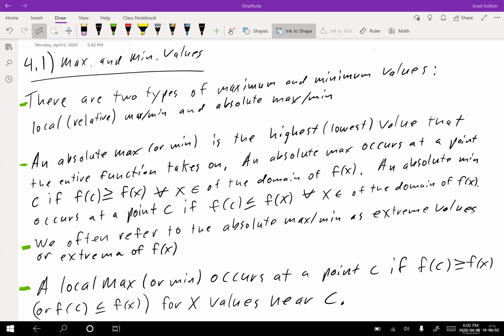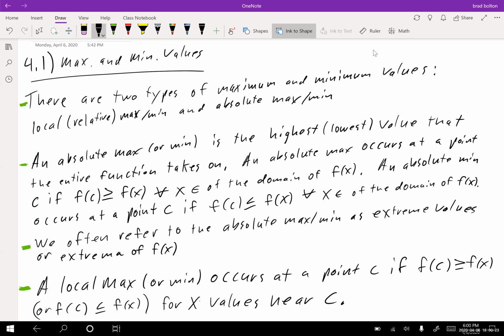The first thing I'm going to talk about is there are two types of maximum and minimum values, the local or relative max and min, and the absolute max and min. Let me fix this real quick. That's pretty ugly. Much better. So we have local or relative max and min and absolute max and min.